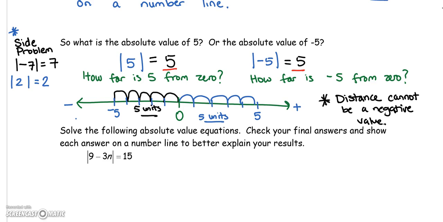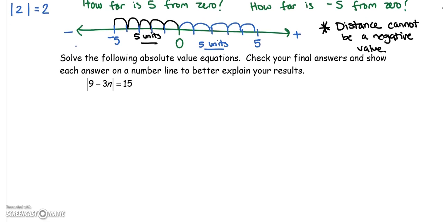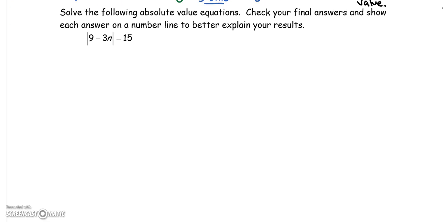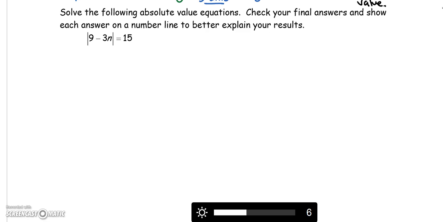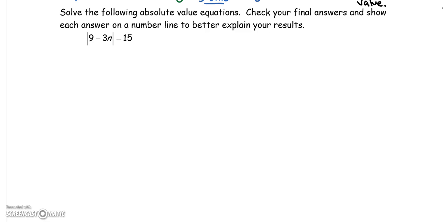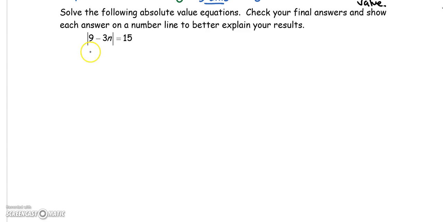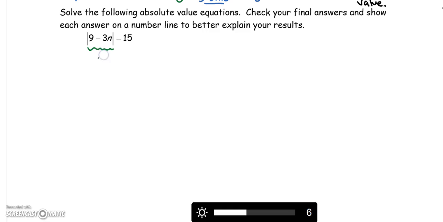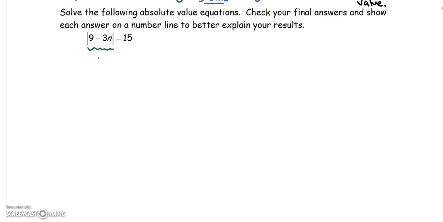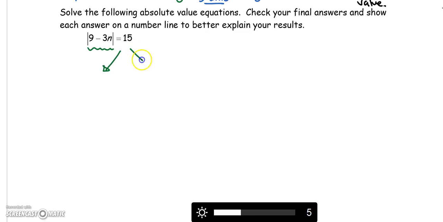All right. So how does this apply to solving absolute value equations? Here's a problem that we have. Absolute value of 9 minus 3n equals 15. So what we're looking for is where am I? I'm 15 units away from 0. Here's my dilemma. I don't know if this is moving in the positive direction or negative direction. Since I'm not a psychic, I have to break this down into two problems.